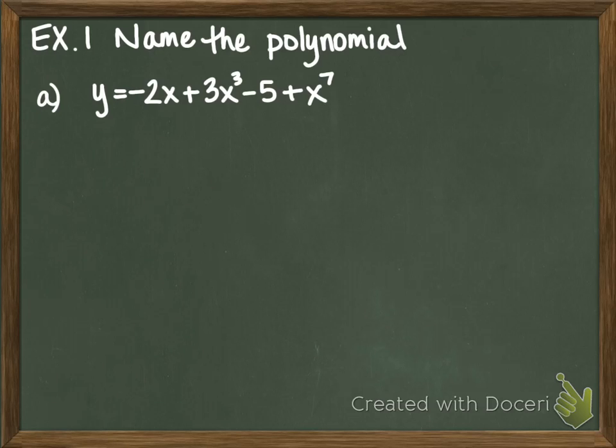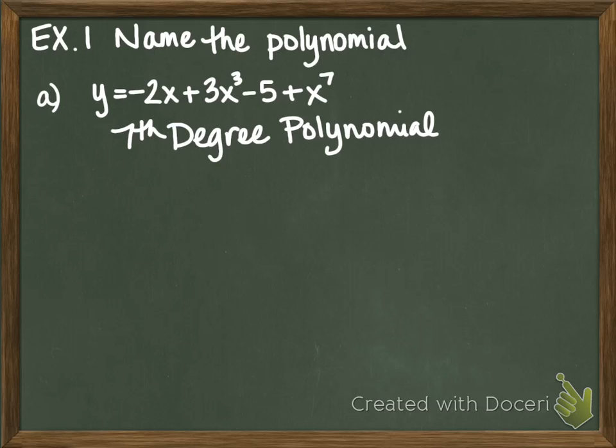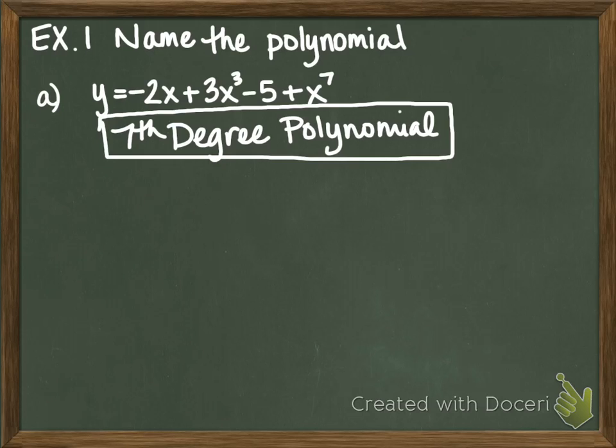So on part A here I have y equals negative 2x plus 3x cubed minus 5 plus x to the 7th. Now normally we would want to rearrange this in descending power, but for naming the polynomial I really don't need to do that. I'm looking at the highest exponent and the number of terms. So the highest exponent here is a 7 and it has more than 3 terms, so this will be a 7th degree polynomial, many terms.